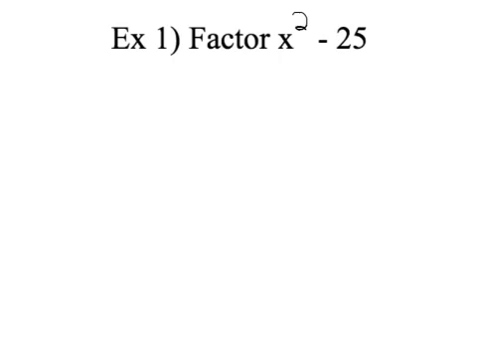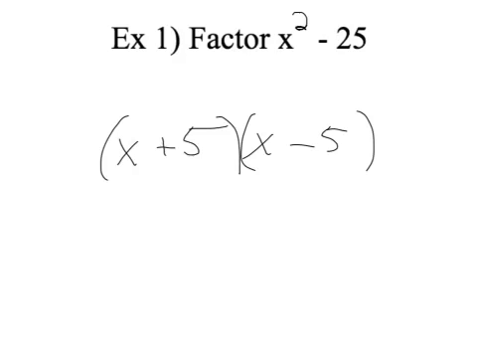So to do this problem, set up your 2 binomials. Put a plus in one, a minus in the other, and then take the square root of both terms. So first we're going to do the square root of x squared. The square root of x squared is just x. Next we're going to do the square root of 25. The square root of 25 is just 5.